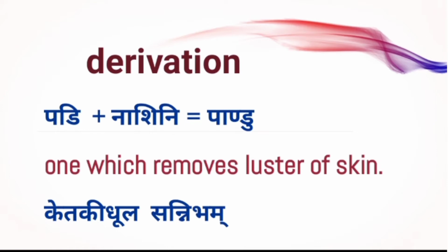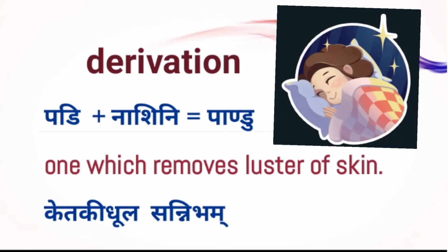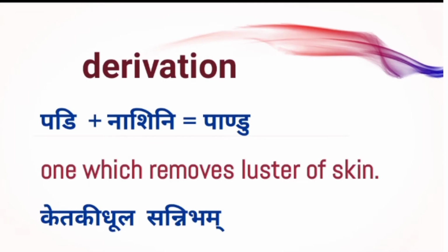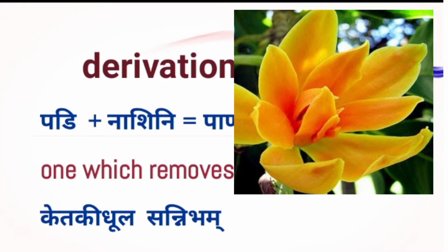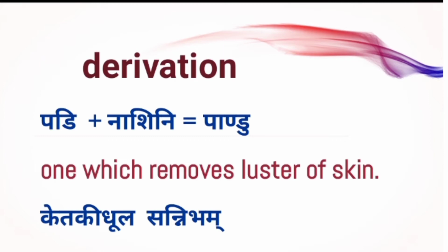So what is the derivation of this Pandu Roga? Pad plus Nashini Pandu, that is, one which removes the luster, one which does the nasha of the luster, that is, one which removes the luster of the skin, is nothing but the Pandu Roga. How does the person look after getting affected with Pandu Roga? Ketaki dhula sannibham, that is, the dhula, the dust particles or dusty soft material present over the Ketaki pushpa. The color is present for that. The dusty material will be present over the whole body skin of that patient.